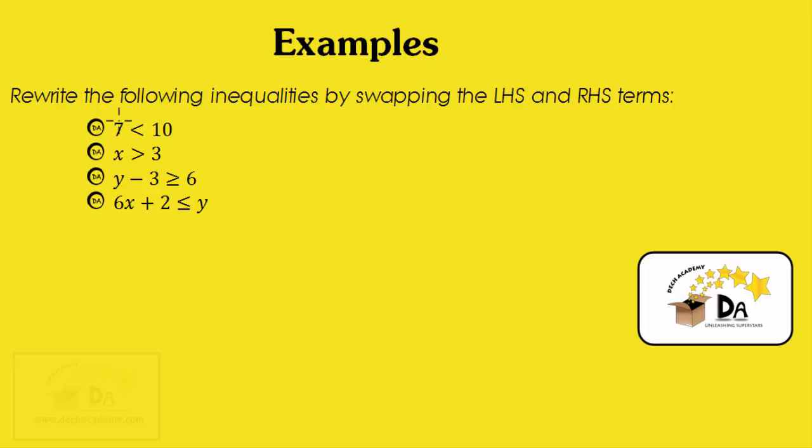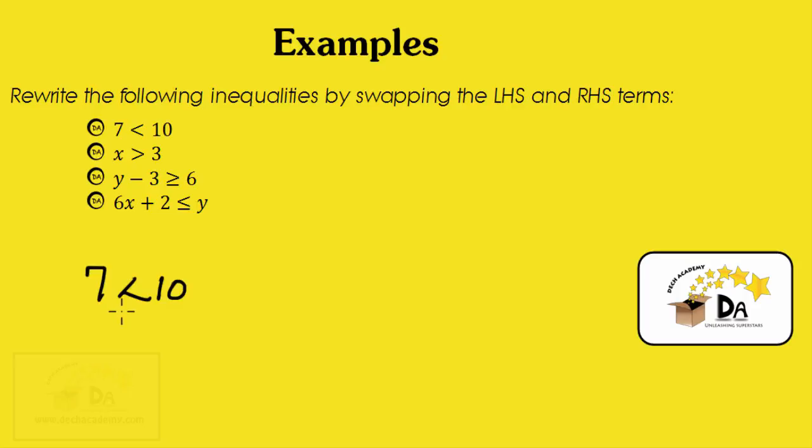This is a question. It says rewrite the following inequalities by swapping the left hand side and right hand side terms. So here's the first inequality: 7 less than 10. 7 less than 10 is an inequality because it's telling you that 7 is not equal to 10 and 7 is in fact less than 10.